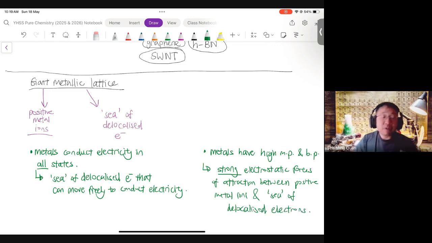This is because you need to be clear. There's also strong electrostatic forces of attraction in ionic compounds. But in an ionic compound, the strong electrostatic forces of attraction are between the ions themselves. But here it's not. Here, the strong electrostatic forces of attraction in a metallic lattice are between the positive metal ion and sea of delocalized electrons. So it's between ions and delocalized electrons, which are different from a giant ionic lattice.